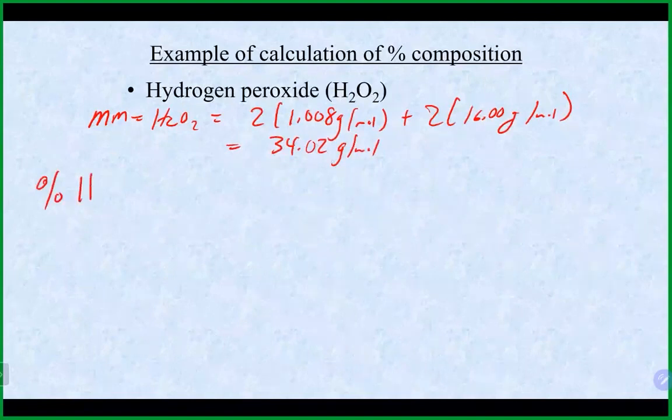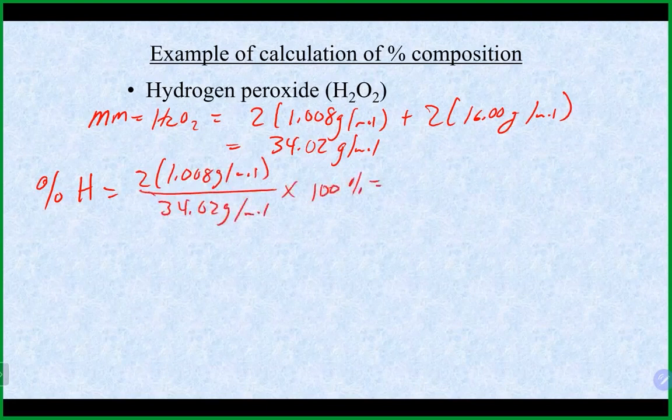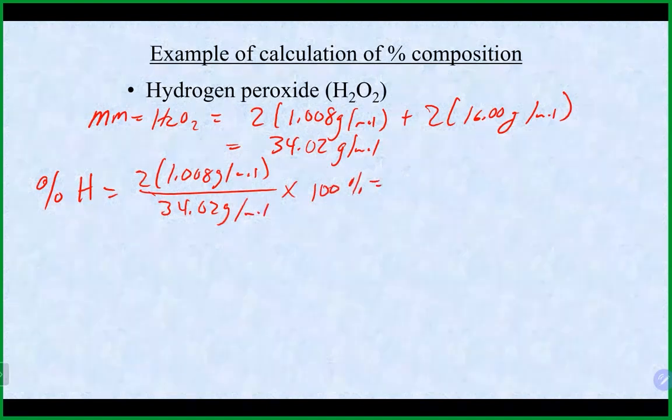So we can now figure out the percentage of each of the elements that are present. If we did the percentage of hydrogen, in this case we have 2 hydrogens at 1.008 grams per mole, divided by the molar mass of the entire compound, and we're going to times it by 100%. That would give us 2 times 1.008 divided by 34.02 times 100, which gives us 5.926% hydrogen.